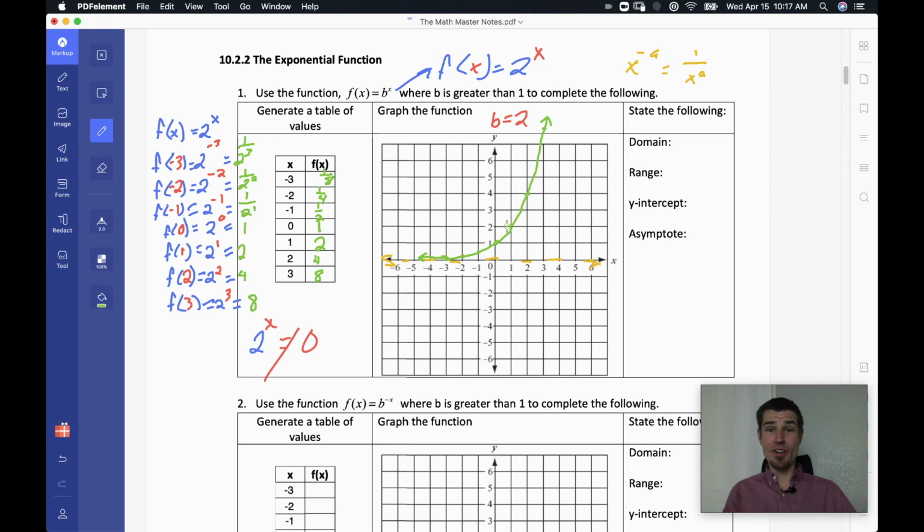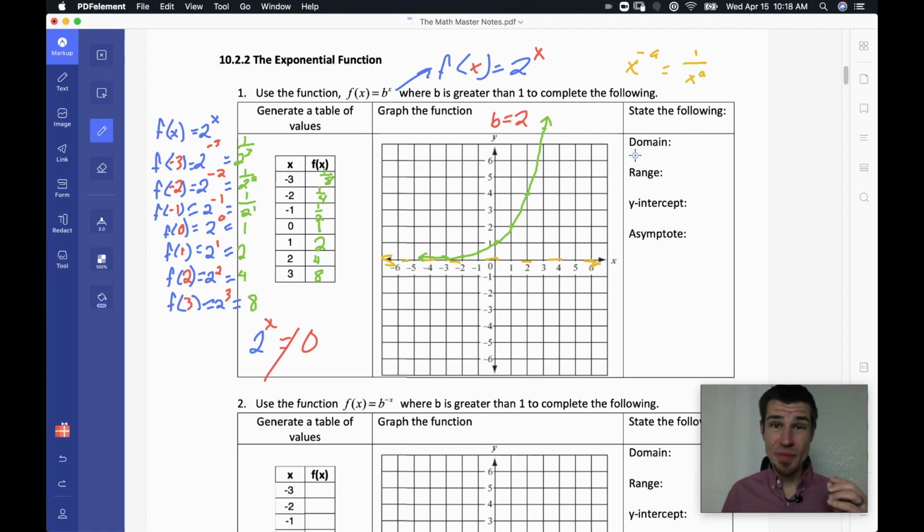So here's the graph of our exponential function, f of x equals 2 to the x. So now we have a nice, beautiful picture representing our function. We have our function represented as an equation. We have our function represented as certain inputs and outputs on a table. And we have our function represented here as a graph. So now let's talk about the domain, range, y-intercept, and asymptote.